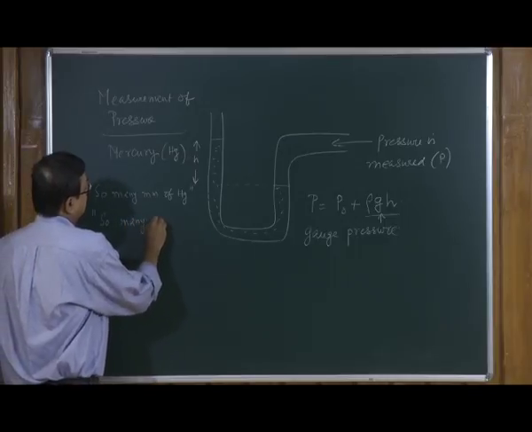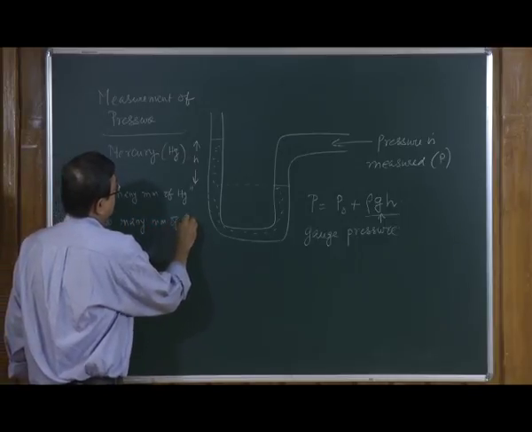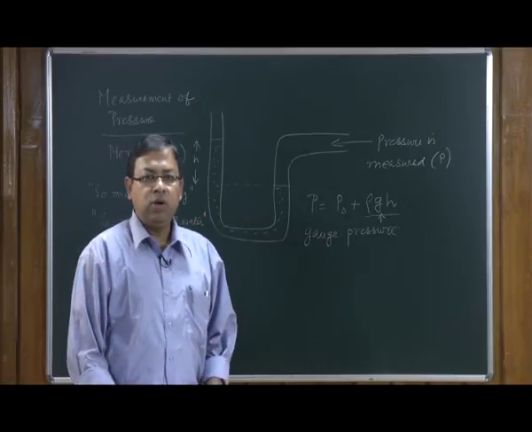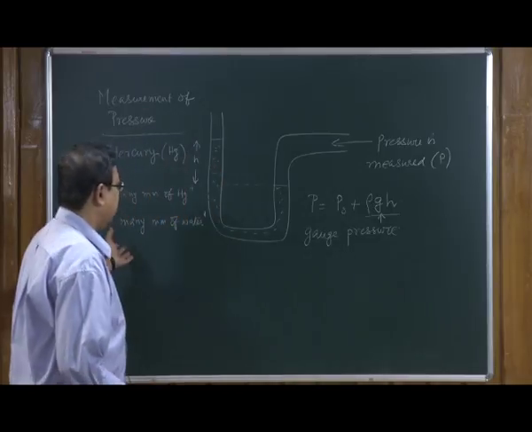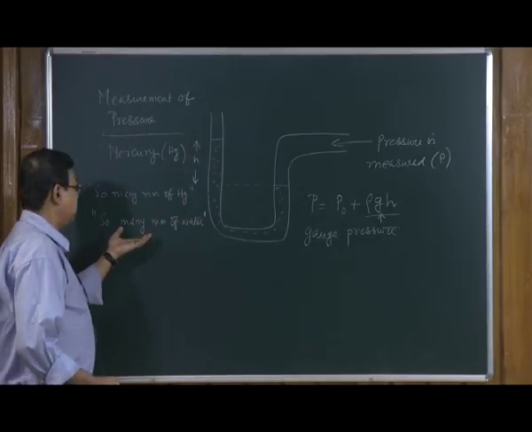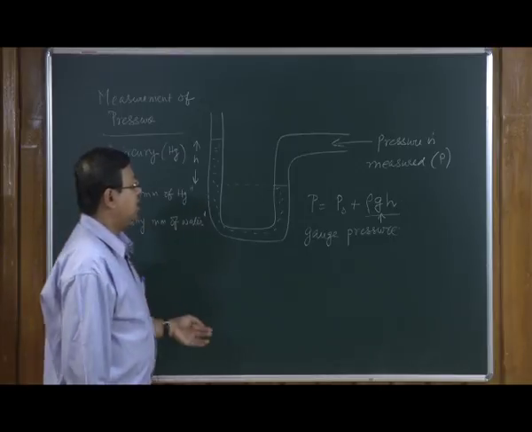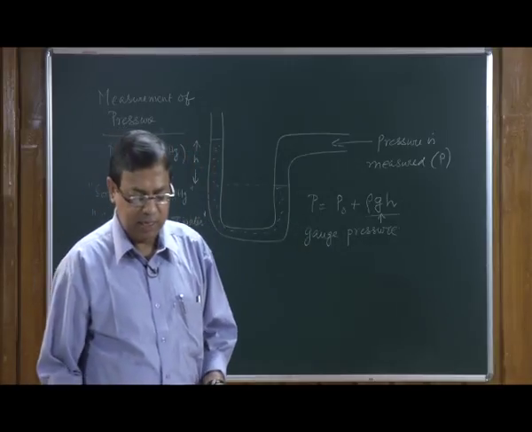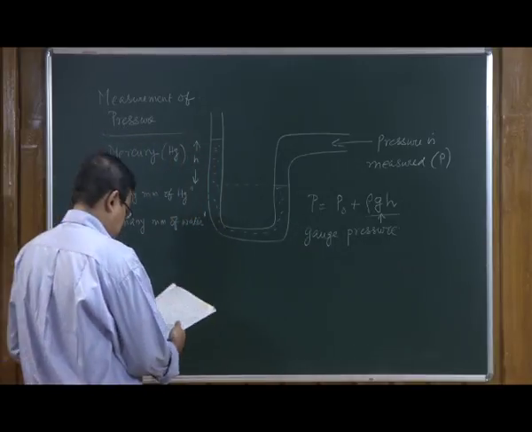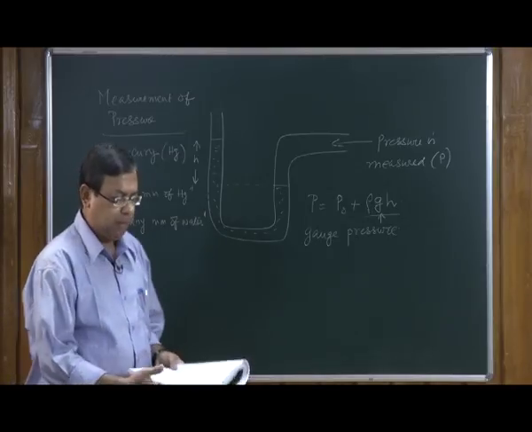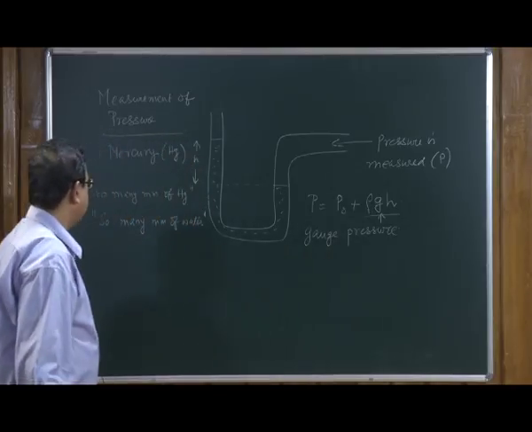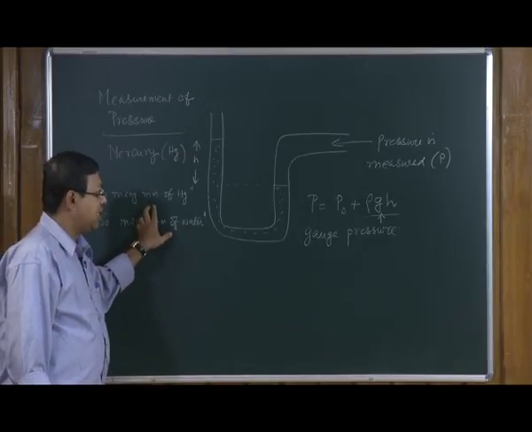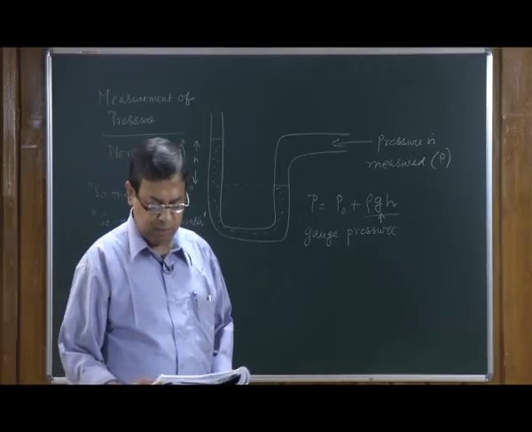Similarly, one can also use water in place of mercury. The only simplicity is that the density of water is always known, and it is simple to remember as well. It is equal to 10 cube kg per meter cube, as opposed to mercury, which is more dense than that, at 13.6 into 10 cube kg per meter cube.